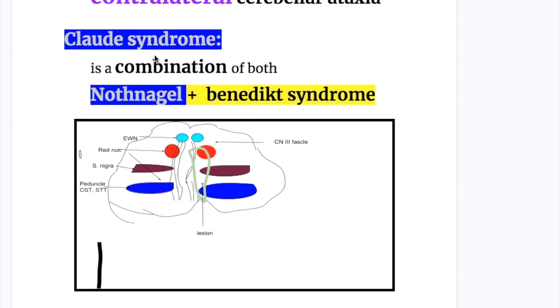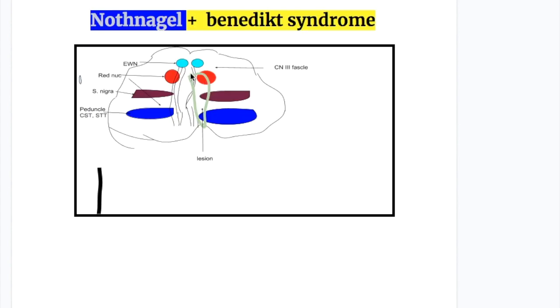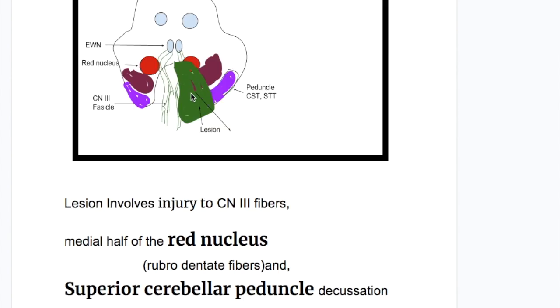Third syndrome is Claude syndrome. Claude syndrome is a combination of both Nothnagel syndrome and Benedict syndrome. It involves all the 3 structures: the oculomotor fascicles, the red nucleus, and the peduncle. So this screen outline is the structure involving all the 3. Here it is, all the 3 involved with the lesion.